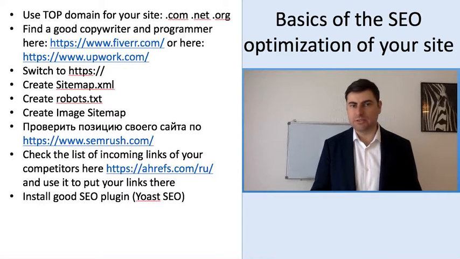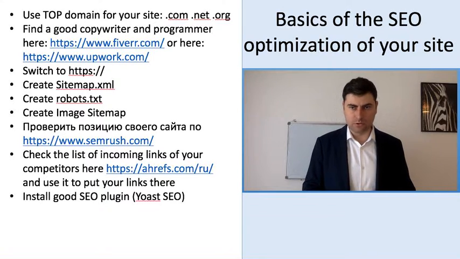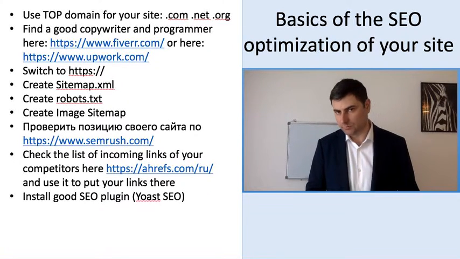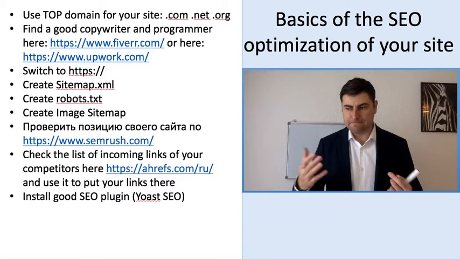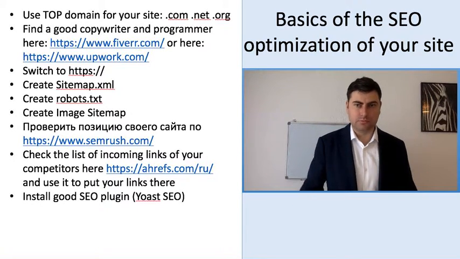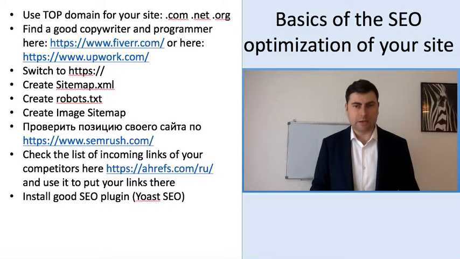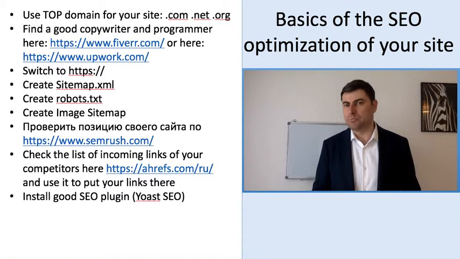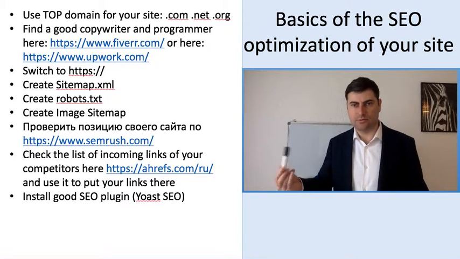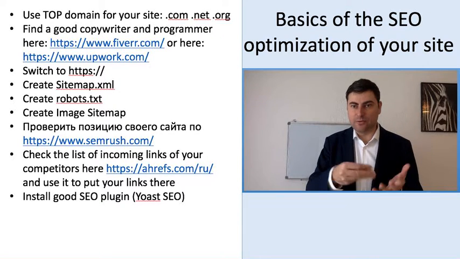Then create robots.txt. What's the difference between robots.txt and sitemap.xml? If sitemap.xml should help you to get to the top of Google, robots.txt does the opposite, actually. Robots.txt allows you to forbid Google to index some parts of your website. Why do you need that? For example, you have some closed area for VIP members, and you don't want Google to see what is on those pages.